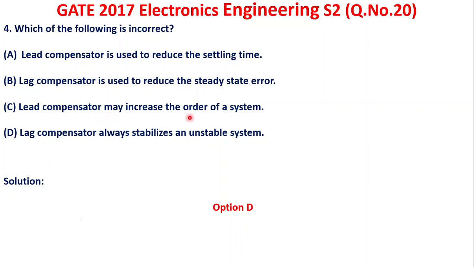Lead compensator may increase the order of a system. Yes, lag also will increase the order of a system, because we are putting Gc(s) as (1 + s tau)/(1 + alpha s tau) or (1 + s tau)/(1 + beta s tau), depending upon whether it is lead or lag, that is going to be added to the plant transfer function. Therefore order of system is increased. So these 3 statements are correct.